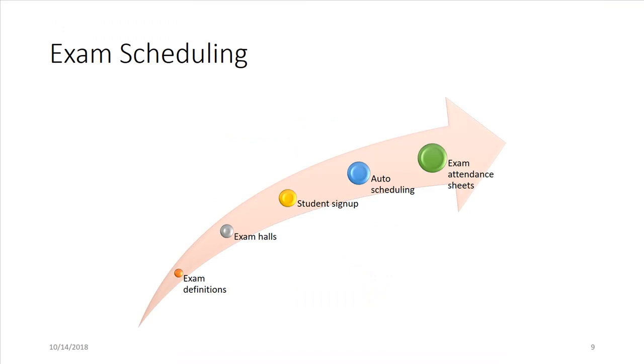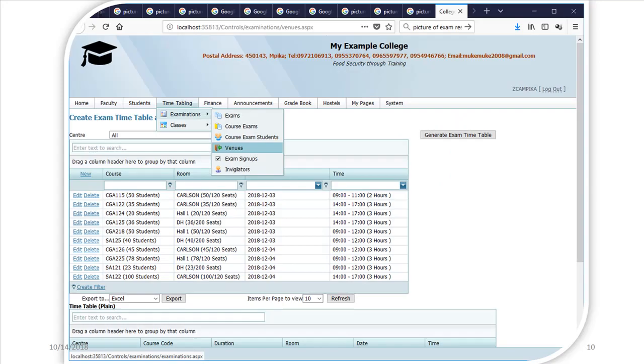And then, like I said, you can also do exam scheduling. So you can define examinations and also examination halls. Students can sign up for exams, and then you can auto schedule each course to take place on a particular date for its exam. And then you can also maintain exam attendance sheet, so you can actually tell which student attended the exam and probably submitted their paper.